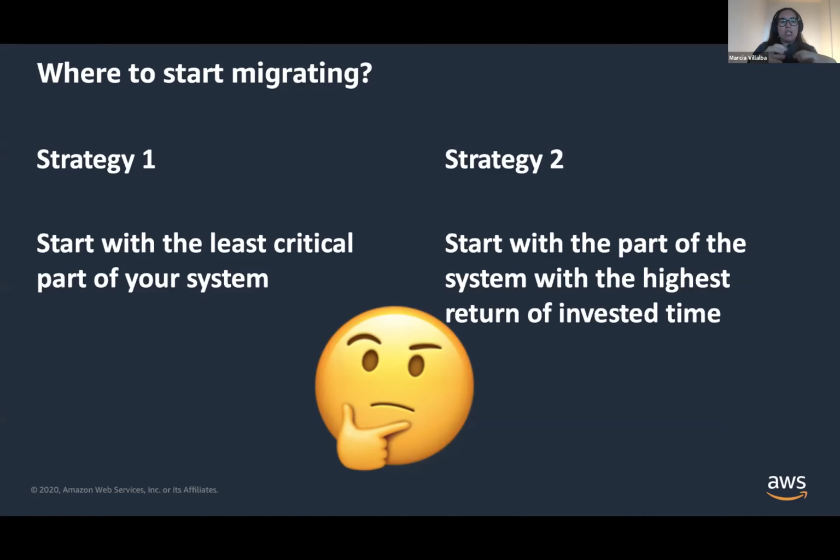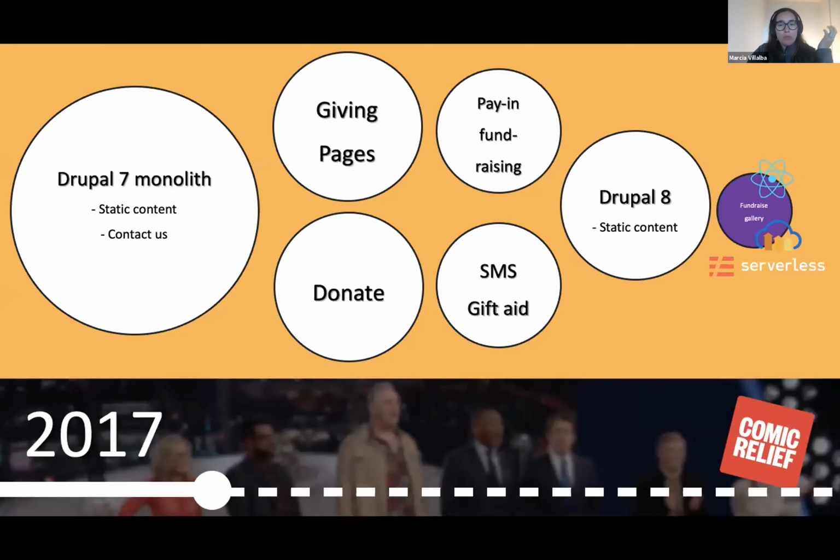We want to do a mixture, trying with the first strategy, migrating as many small things as we can, testing our decisions, our CI, our monitoring, and our infrastructure as code, so that the team learns and feels comfortable, and then we move to the most critical part. So that's what this team in Comic Relief did.